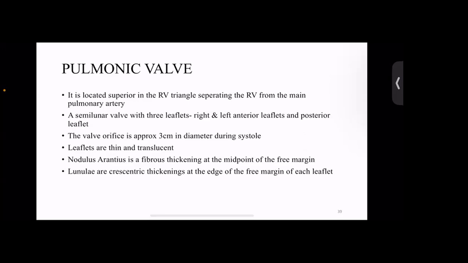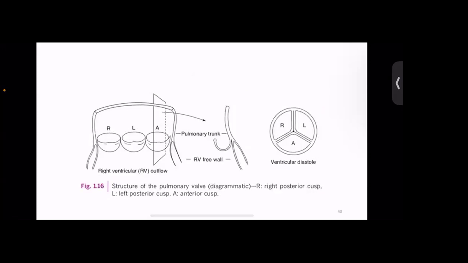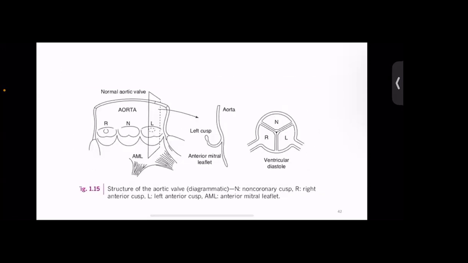superior in the right ventricular triangle separating the right ventricle from the main pulmonary artery. It is a semilunar valve with 3 leaflets: right, left, and posterior. Now, the valve orifice is about 3 cm in diameter during systole, and the leaflets are thin and translucent. The nodulus arantii is a fibrous thickening at the midpoint of the free margin of the leaflet, and then the lunulae are crescent thickenings at the edge of the free margin of each leaflet. I think there's a picture in front concerning that. Okay, so I will look for it when we get there.